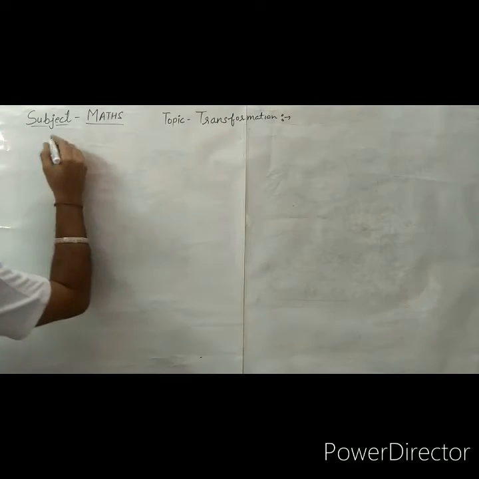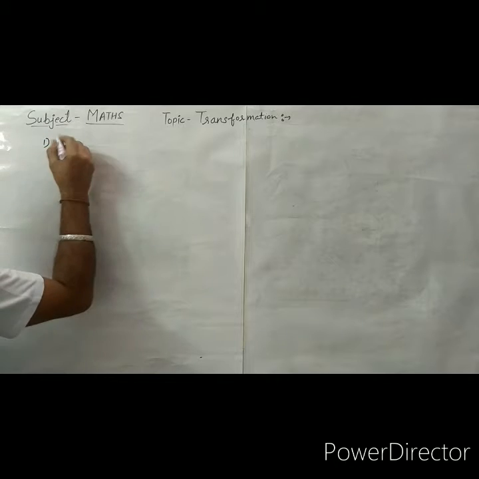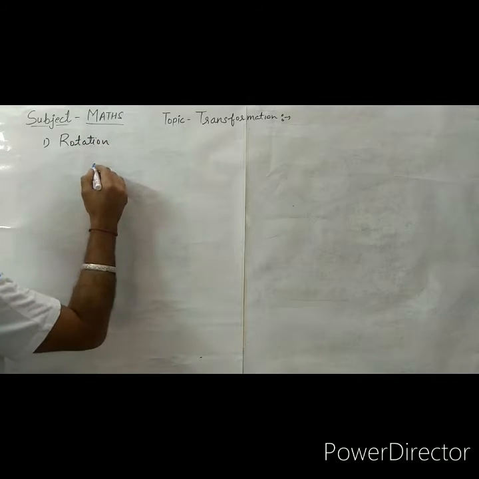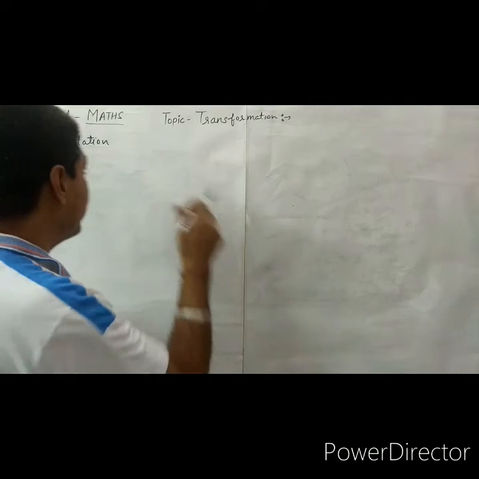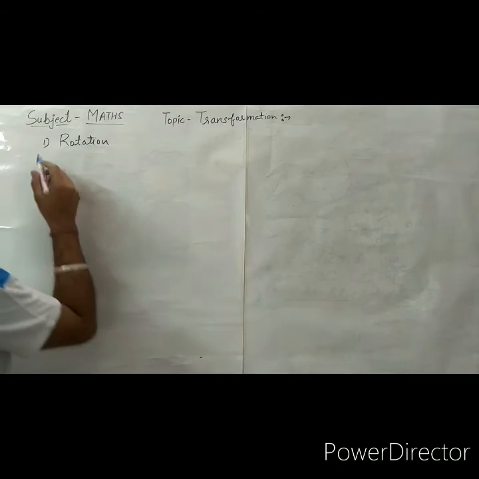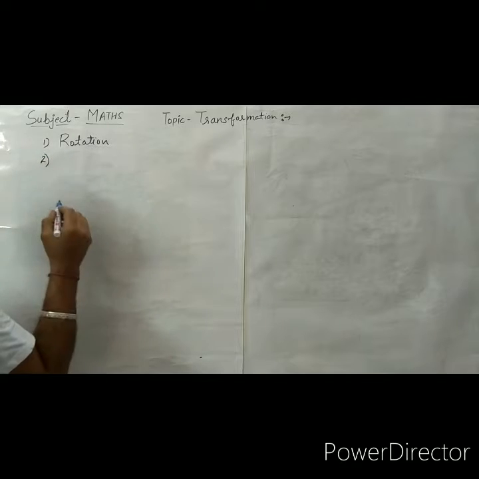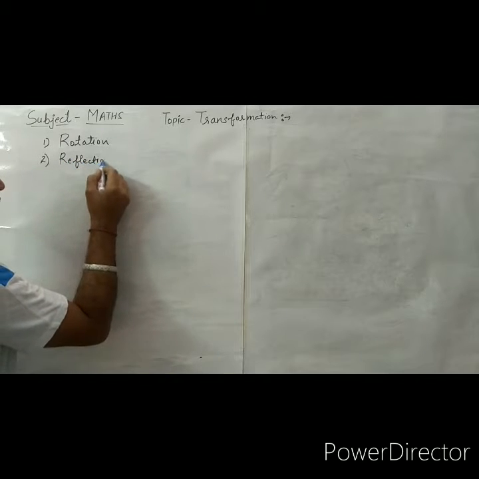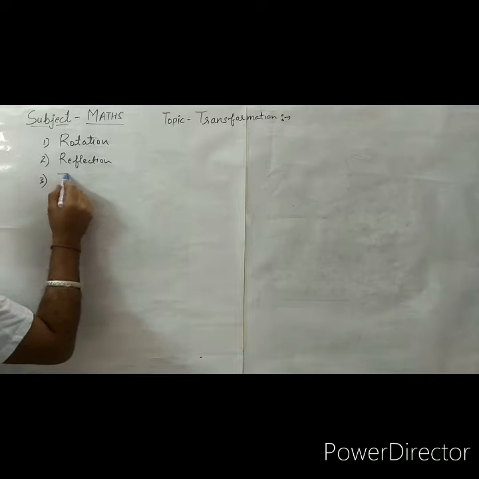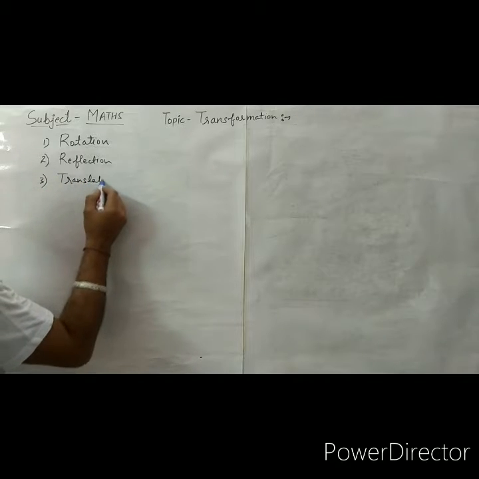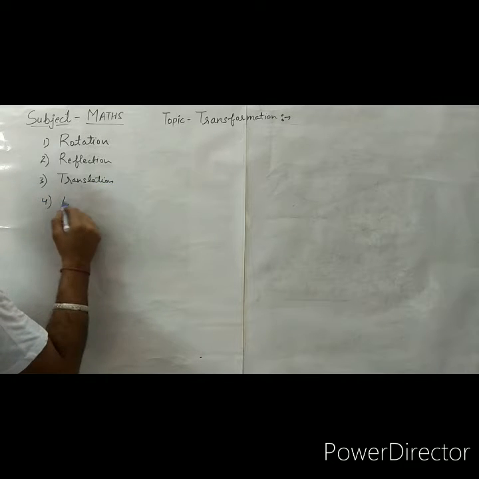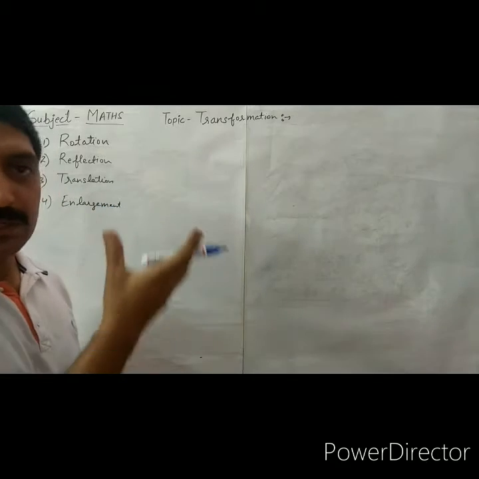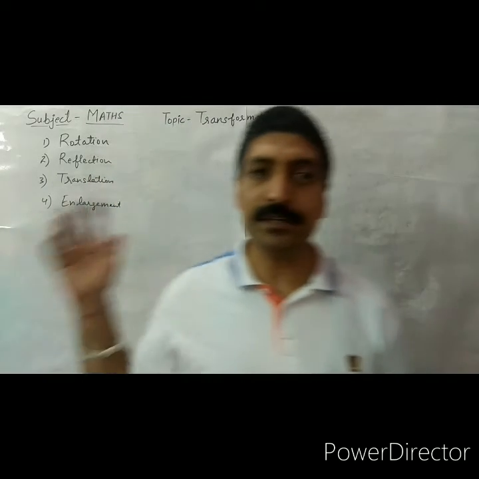So the first one is rotation, which is within a particular direction and with a particular angle. The second, reflection. Third, translation, and fourth, enlargement. So in the simplest form we are doing the transformation.